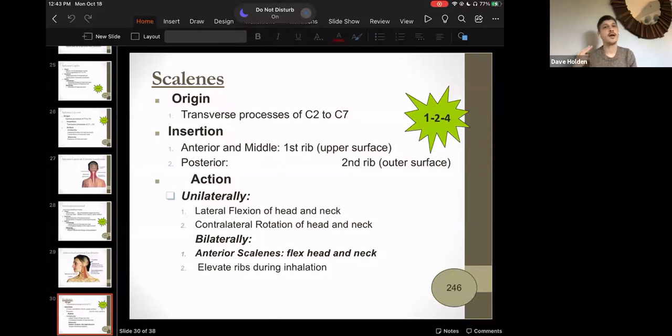Unilaterally, we get lateral flexion and contralateral rotation. Bilaterally, we get neck flexion and assistance with rib elevation.